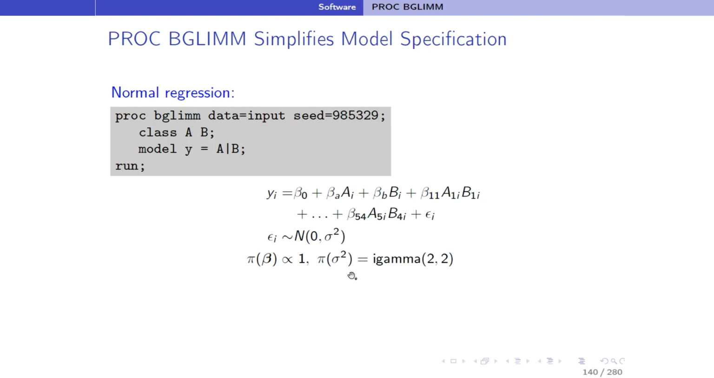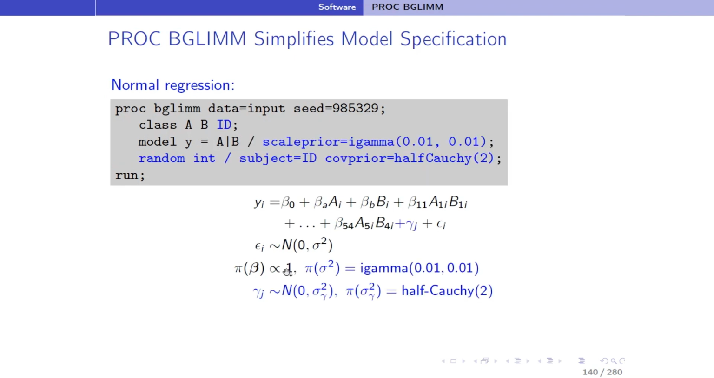We have some default priors placed on beta and sigma squared. Now we can change the prior; the things we add on are indicated here in blue. Let's say I want the prior on sigma squared to be inverse gamma with shape 0.01 and scale 0.01, which is changed in here. So pi of sigma squared is inverse gamma.